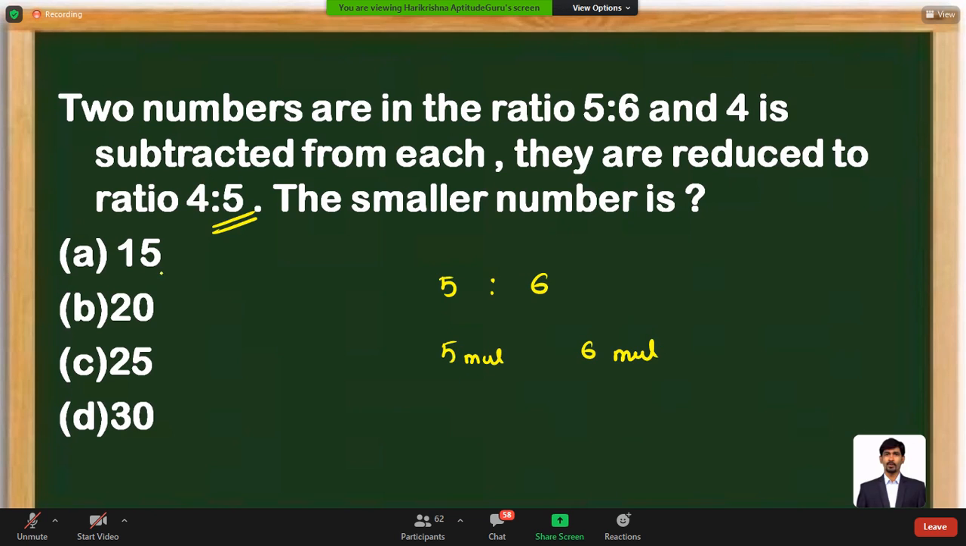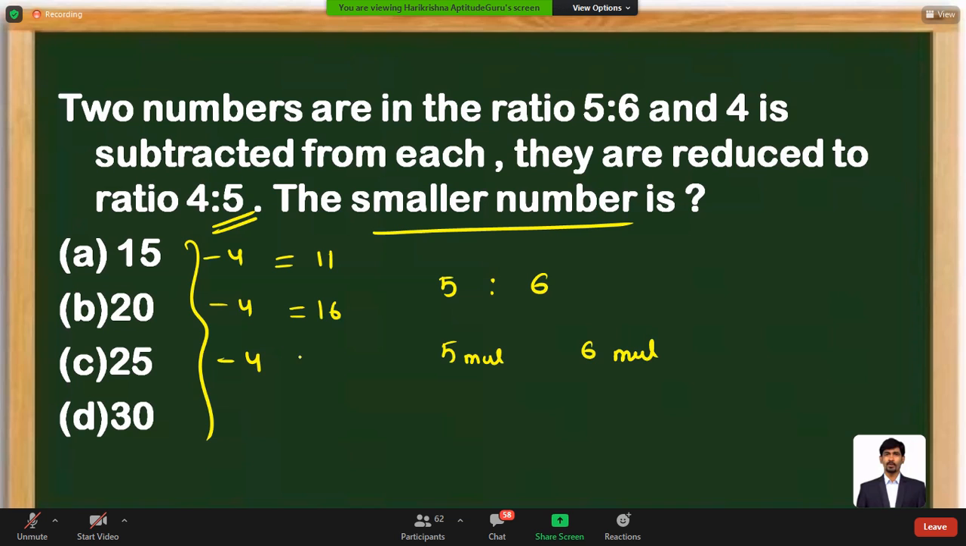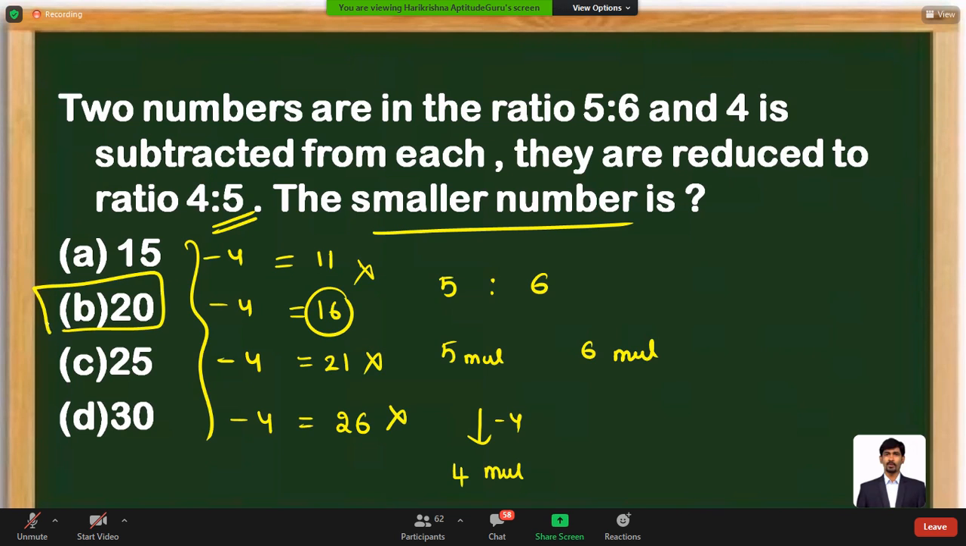All the options are 5 multipliers because they are asking for the smallest number. After subtracting 4, from 15 it is 11, from 20 it is 16, from 25 it is 21, from 30 it is 26. After removing 4 it should be a 4 multiplier. Which of the following is a 4 multiplier? 16 is a 4 multiplier, the remaining are not. Mark your answer as option B.